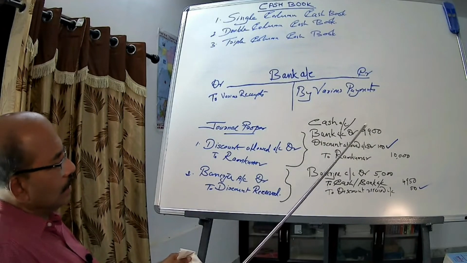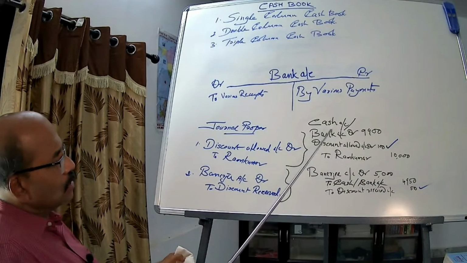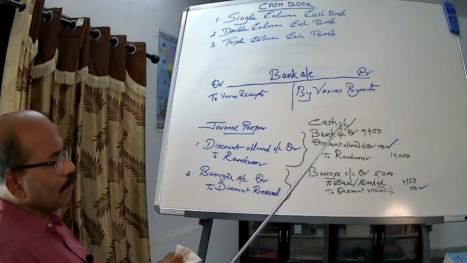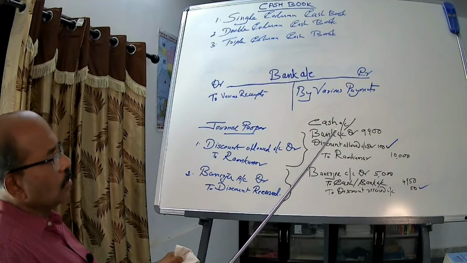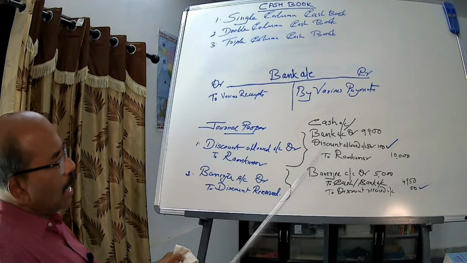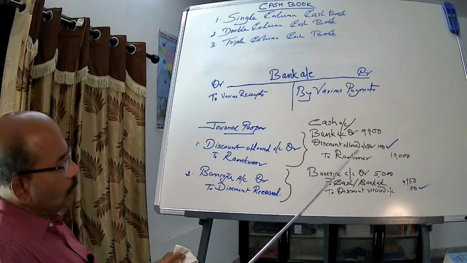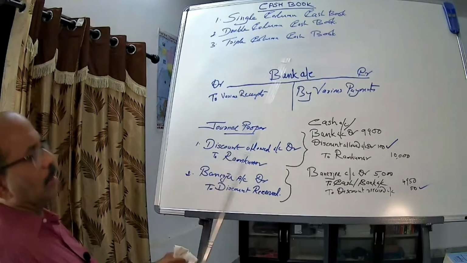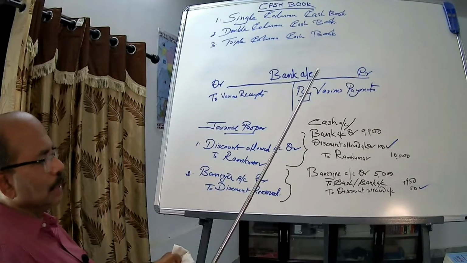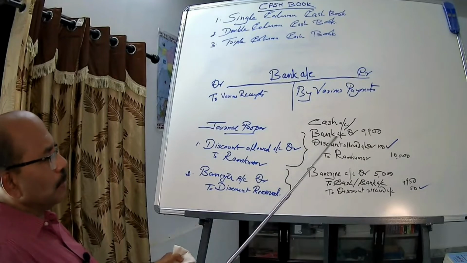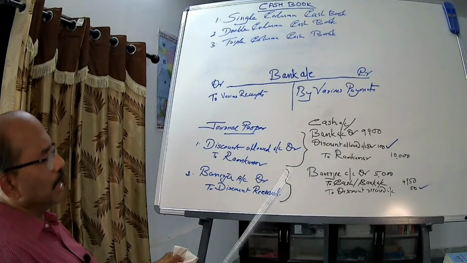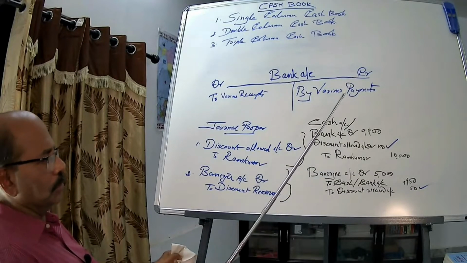Well, it is like that. We either received cash or bank. Let me say a check for 9,900 after allowing a discount of 100 rupees from Mr. Ramkumar. Okay. Now, this cash or bank will be suitably shown in the cash book, 9,900 rupees.